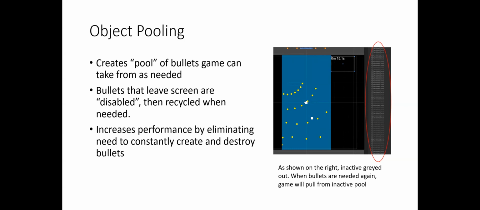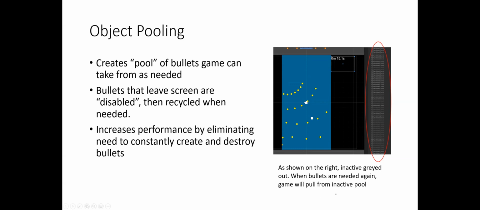And then whenever bullets need to be used again, for example, when the enemy needs to shoot more, instead of creating a new one, it'll just take that disabled bullet and re-enable it, which takes much less processing power than constantly creating and destroying.